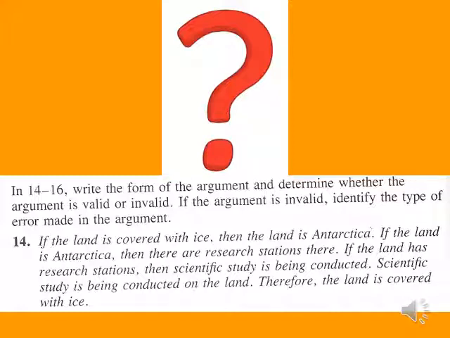So the next problem, we're still trying to figure out what's going on and whether it's valid or invalid, but it's a much longer argument. What it says is, if the land is covered with ice, then the land is Antarctica. If the land is Antarctica, then there are research stations there. If the land has research stations, then scientific study is being conducted. Scientific study is being conducted on the land, therefore the land is covered with ice. So think about that one for a minute and see if you can sort out all the different things that are going on.